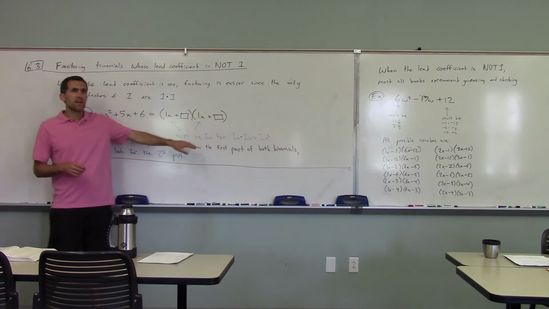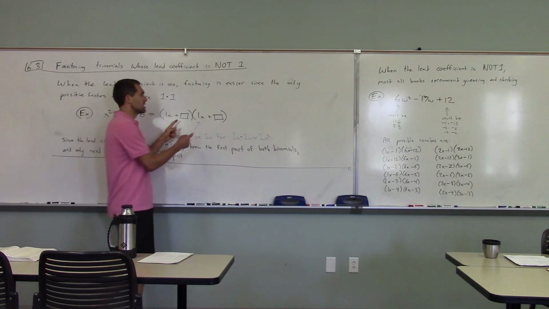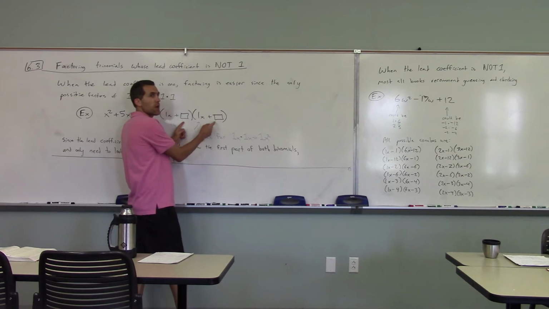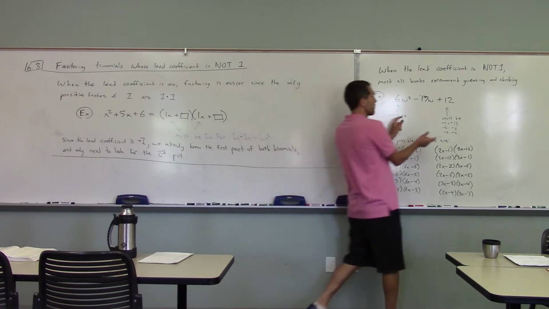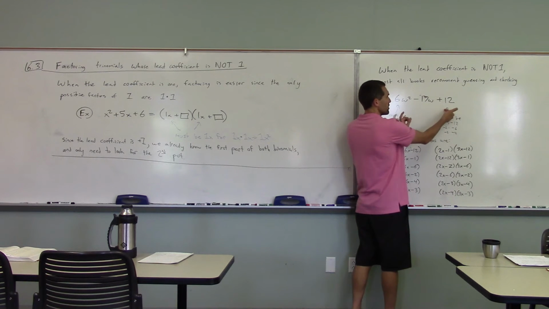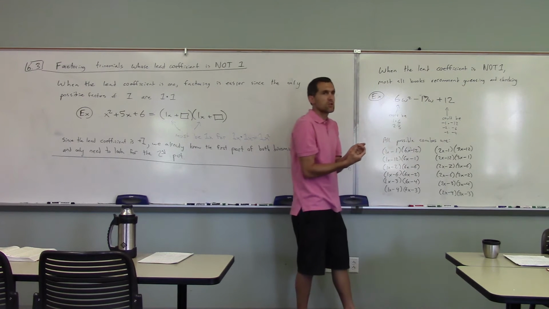We already know that the first one has a 1x plus something, and the second one has a 1x plus something. Right? If the lead coefficient isn't 1, the reason it gets hard is instead of just searching for the second number and already having this first one set, you need to now check every combination of the product being this and the product being this and see what the middle term is.